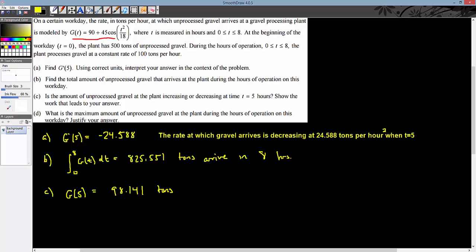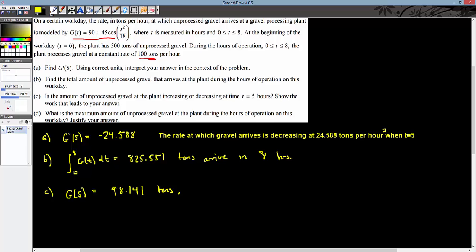Now the first instinct is to say, yes, of course it's increasing. This number is positive. But remember, the plant processes gravel at a rate of 100 tons per hour. So in the context of this problem, 98.141 tons of gravel is coming in at time equals 5, and yet 100 tons is being processed and shipped out to Home Depot or wherever it goes. And so you're actually losing more gravel than you have coming in. So you have to make sure you establish that in this problem. You want to say that g of 5 equals 98.141 tons.